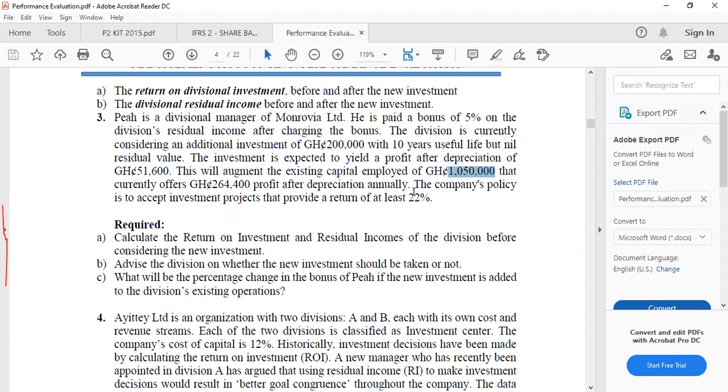But if you are coming to do the commission or the bonus, what will be the percentage? What will be the percentage change in the bonus of payroll if the investment is added to the division's existing operations? So what you do is, what is your first, before? What is your first residual income? You do 5/105 times that particular residual income. What is your residual income now, which is the current one, after? You do 5/105 times that. What is the difference between them? You find the difference divided by the initial bonus times 100. That is how we calculate the percentage change in the bonus.